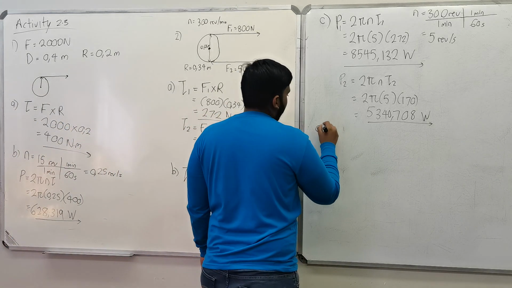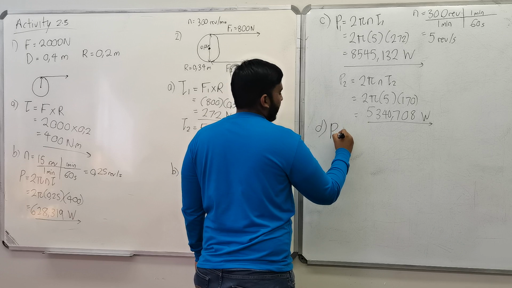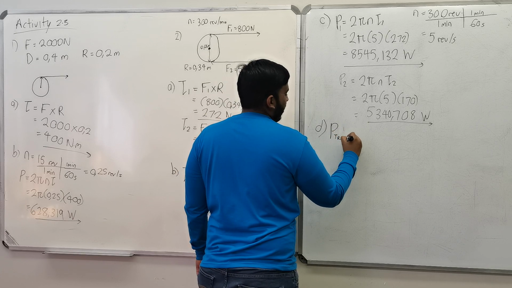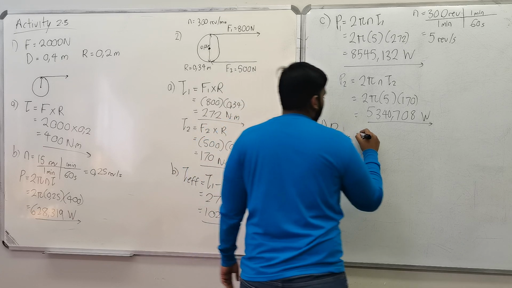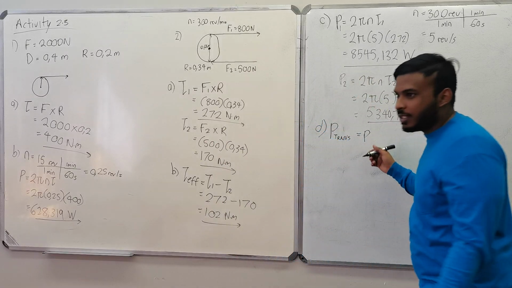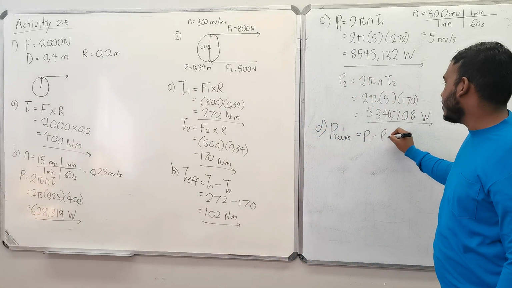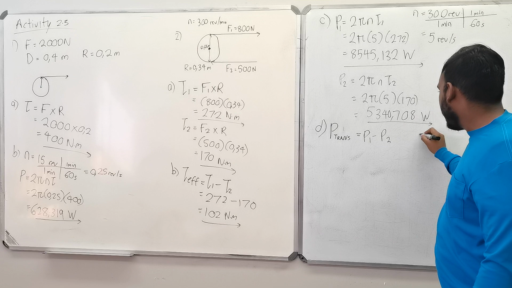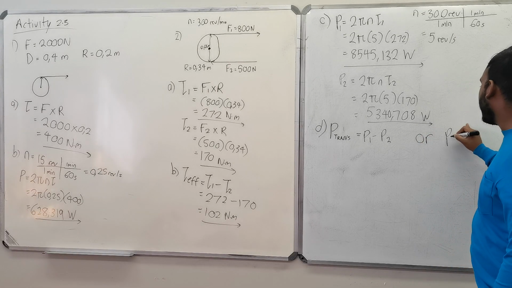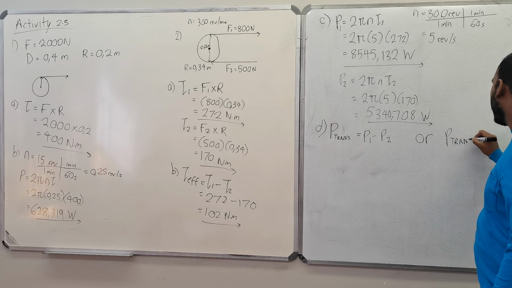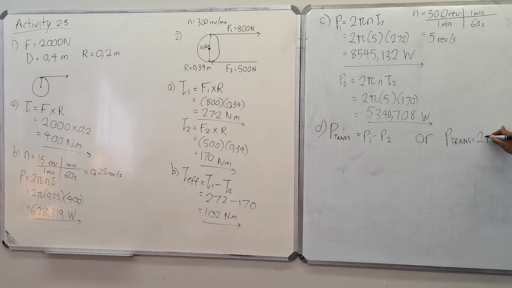So, how you can do this is the power transmitted is equal to the higher power minus the lower power. So, you say P1 minus P2. Or, you could have said the power transmitted is equal to 2 pi n and the effective torque. Okay? Either one of these formulas you could have used.